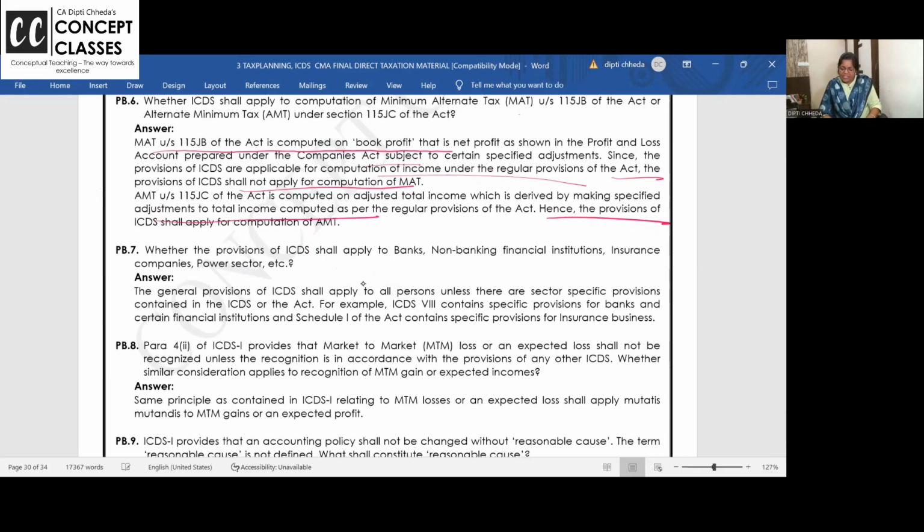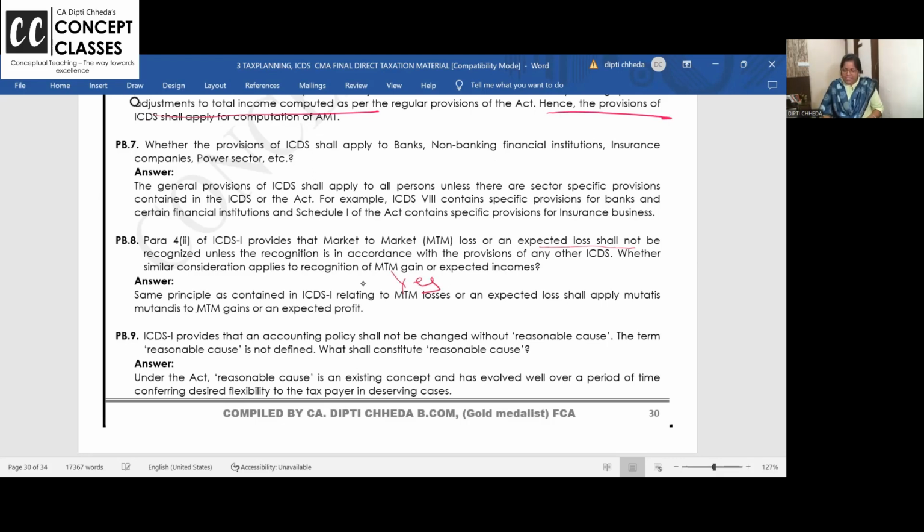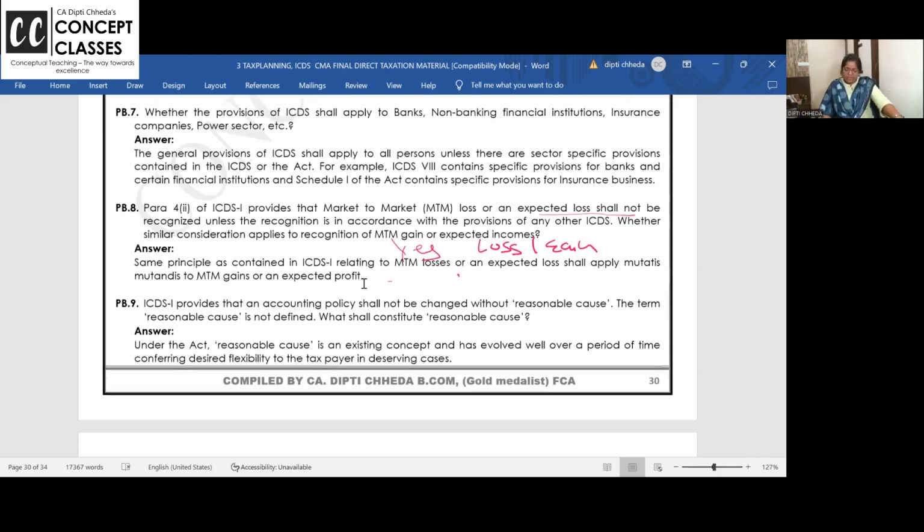Do provisions of ICDS apply to banks, banking companies and insurance? Answer is yes. But if those specific acts have a different conflict, then follow the act. ICDS 1 provides that mark-to-market loss or expected loss shall not be recognized. Whether a similar consideration applies to recognition of mark-to-market gain also? Answer is yes. Same principle. Prudence says if losses are not recognized, gain should also not be recognized.